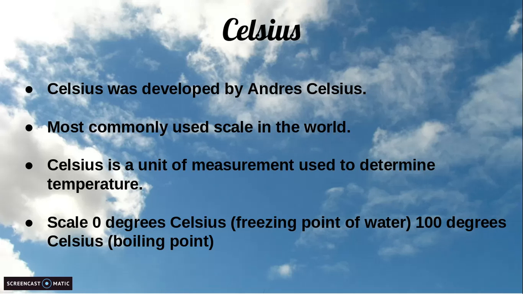So Celsius was developed by Andre Celsius. It's the most commonly used scale in the world. Celsius is a unit of measurement used to determine temperature. The scale of Celsius: 0 degrees Celsius is a freezing point, and 100 degrees Celsius is a boiling point. If you notice, a lot of the examples use water because that is something that's readily available to labs all over the world. So as a way to have a controlled substance, they use water so that everyone could be on the same scale and the same understanding.